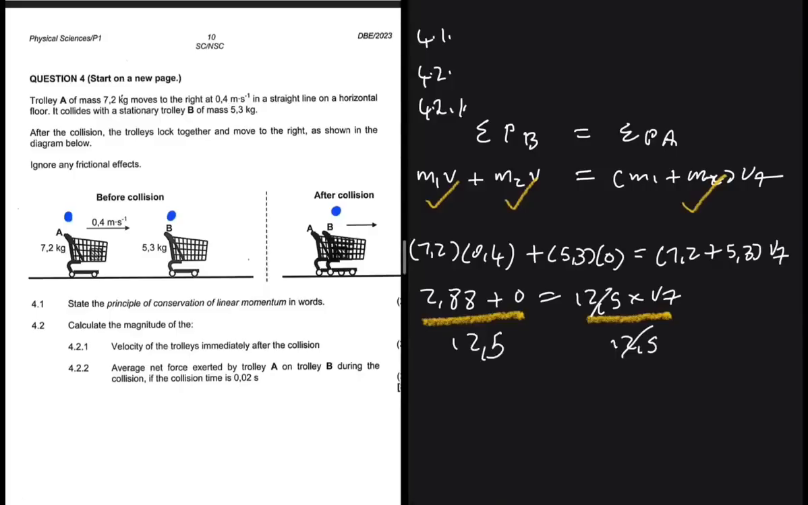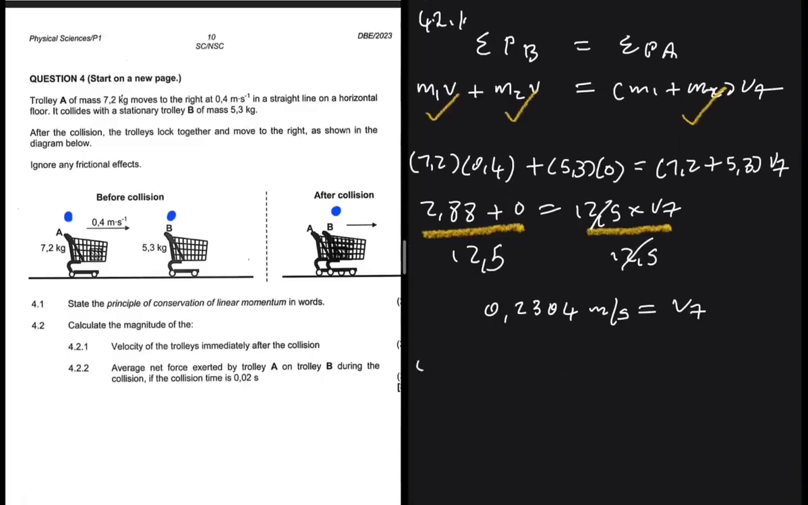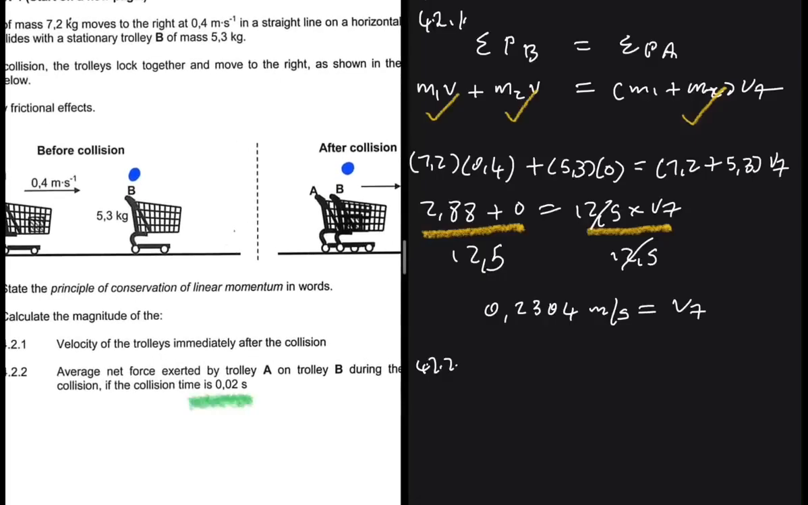I'm getting 0.2304 meters per second, equal to Vf. So there we go. I have the final velocity of the trolleys immediately after the collision. Right. And 4.2.2, let's calculate the magnitude of the average net force exerted by trolley A on trolley B during the collision if the collision time is 0.2, actually 0.02 seconds.